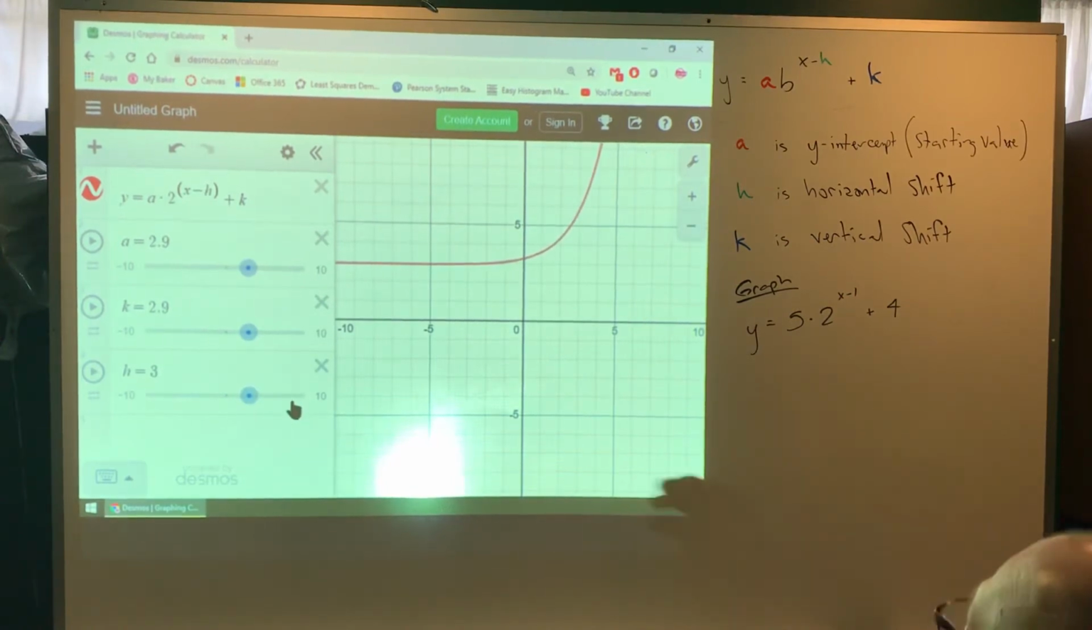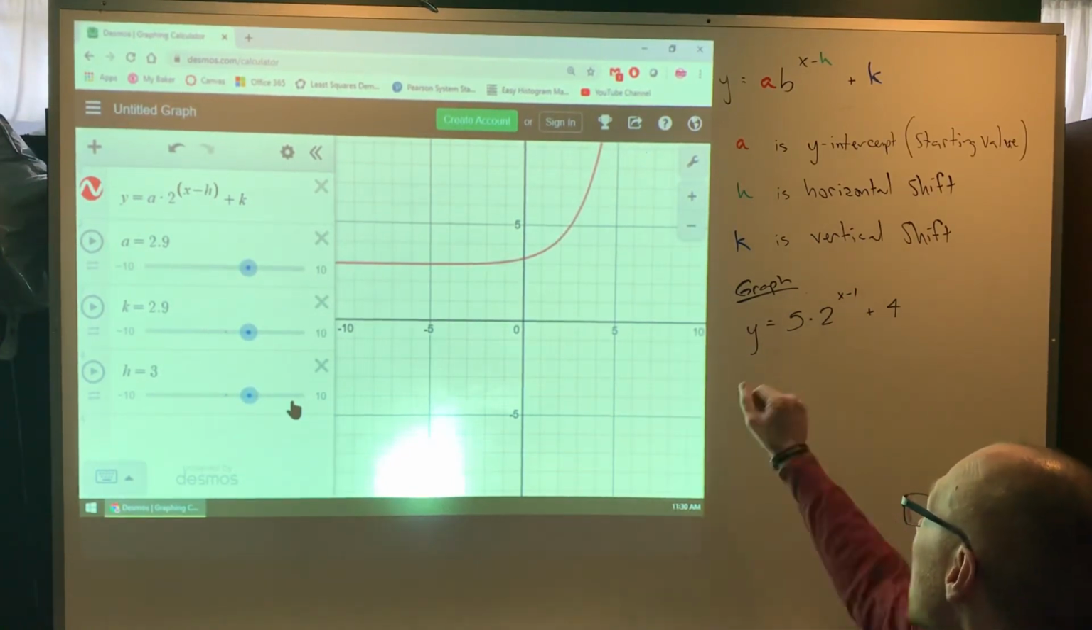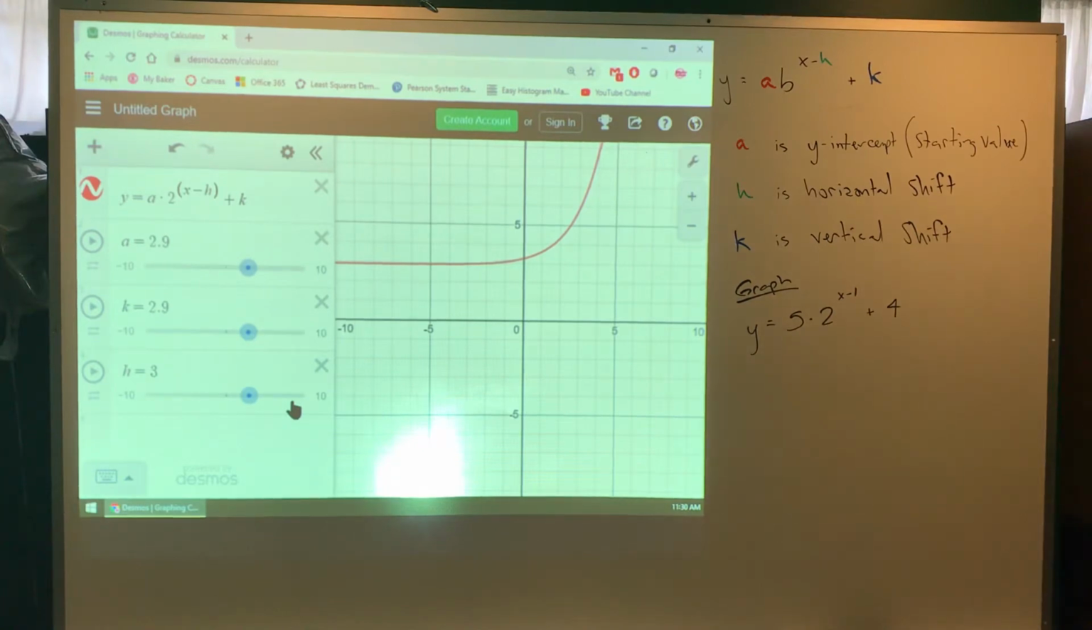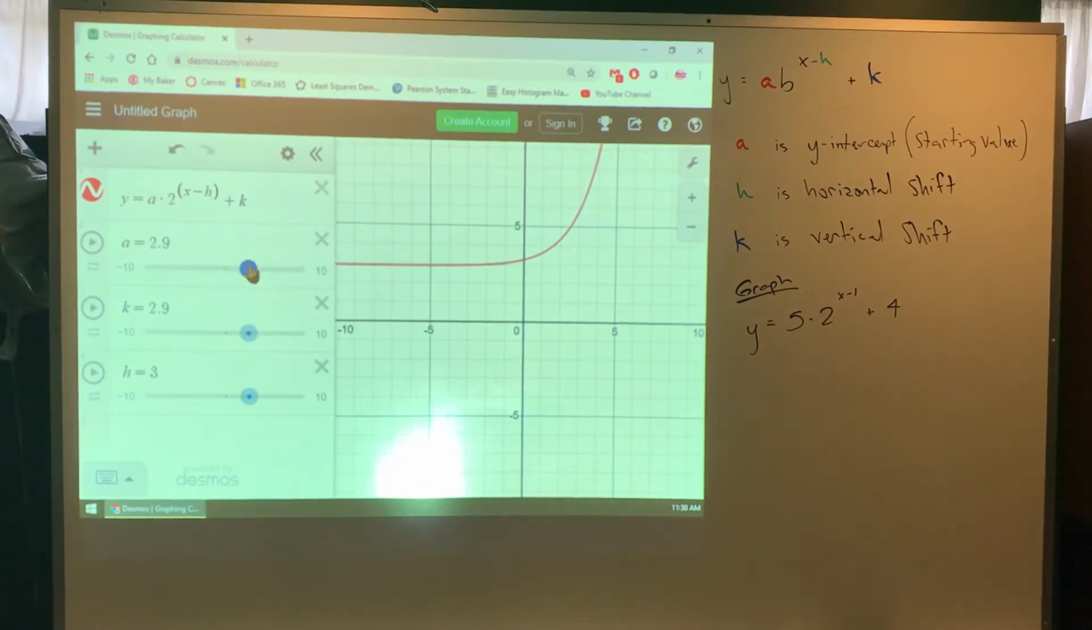So if I want to graph this thing here, 5 times 2 to the x minus 1 plus 4, I could just set my a value to 5. I could set my k value to 4 and my h value to 1, and that would give me what this graph looks like. Of course, we don't need to do any of this stuff.